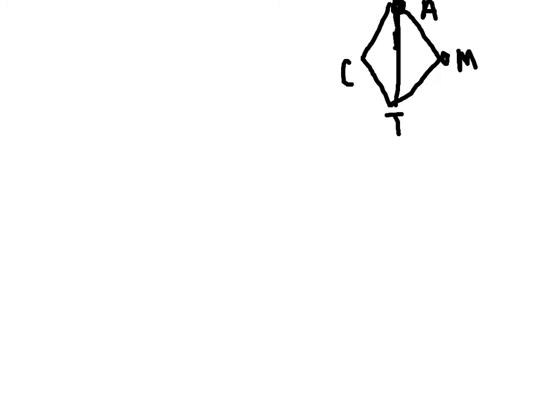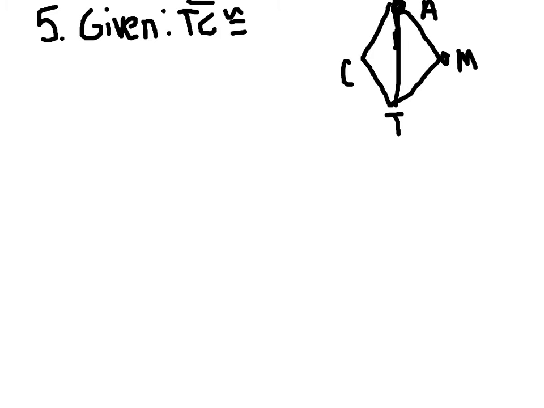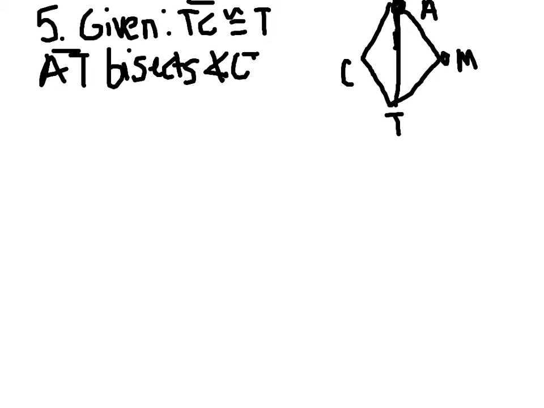So we are given, in number 5, that TC is congruent to TM, and also that AT bisects angle CTM. So I'm going to make sure that that's marked on my paper.